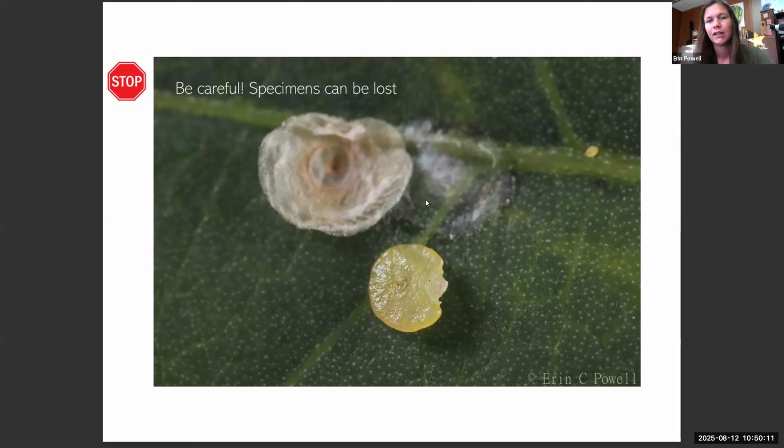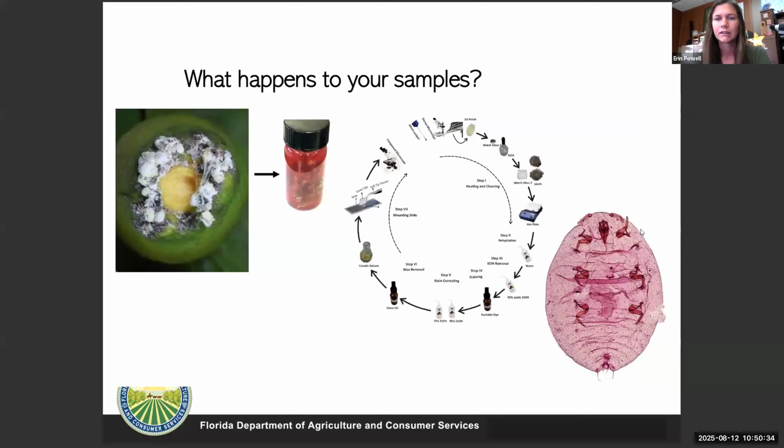So if you're too rough, you can just pop her right off the plant and she can just like yeet off into the universe and the specimen will be entirely lost. That's another reason that I encourage people to send in plant material, so that this delicate process can be done under a microscope and not in the field, because even I lose specimens in the field all the time. They're just very, very tiny and easy to pop off accidentally.